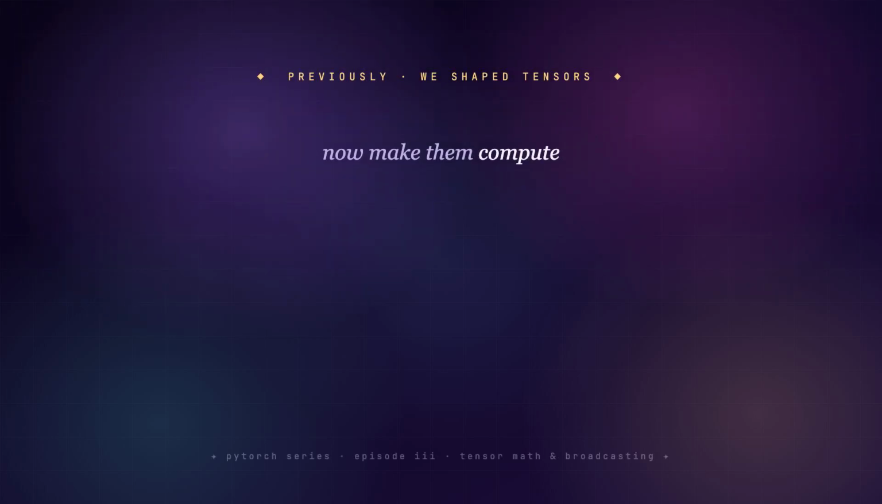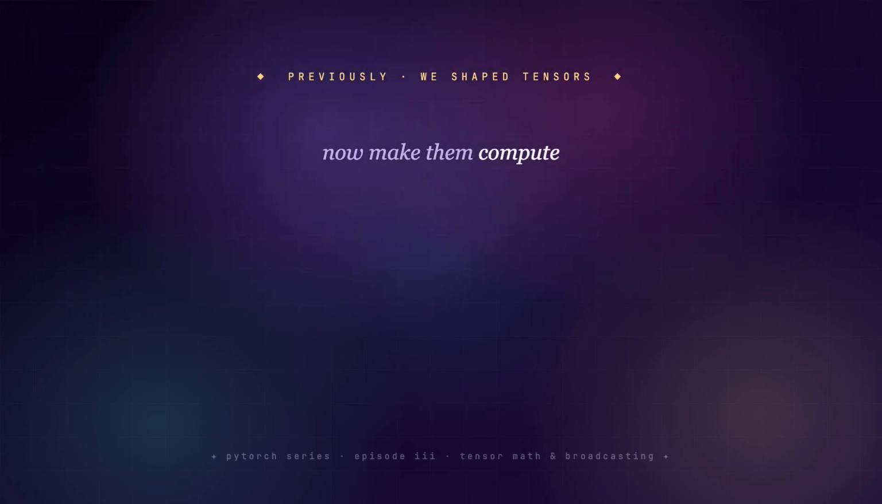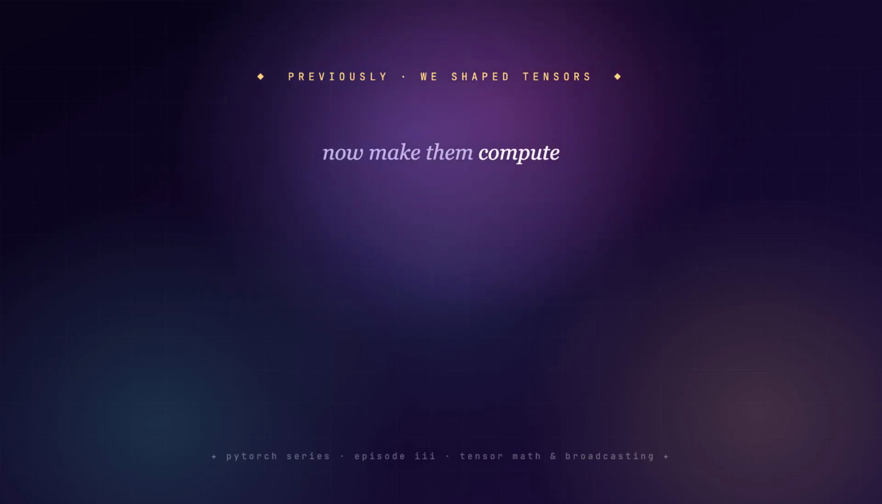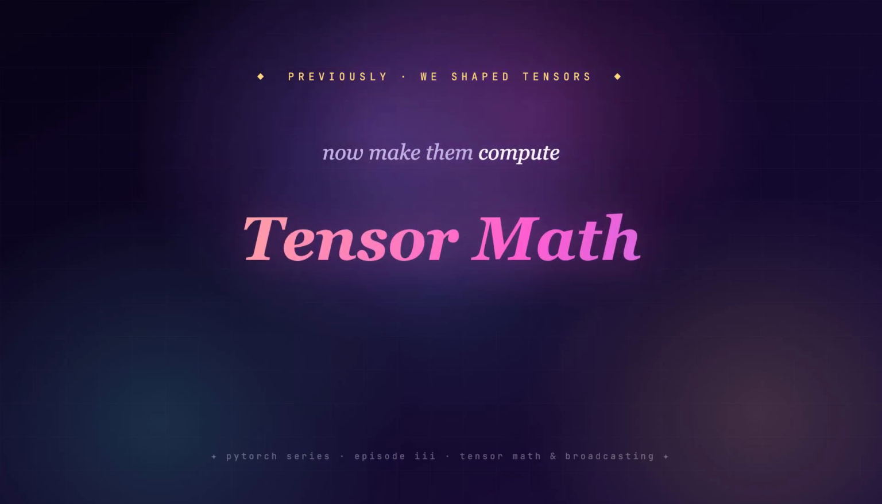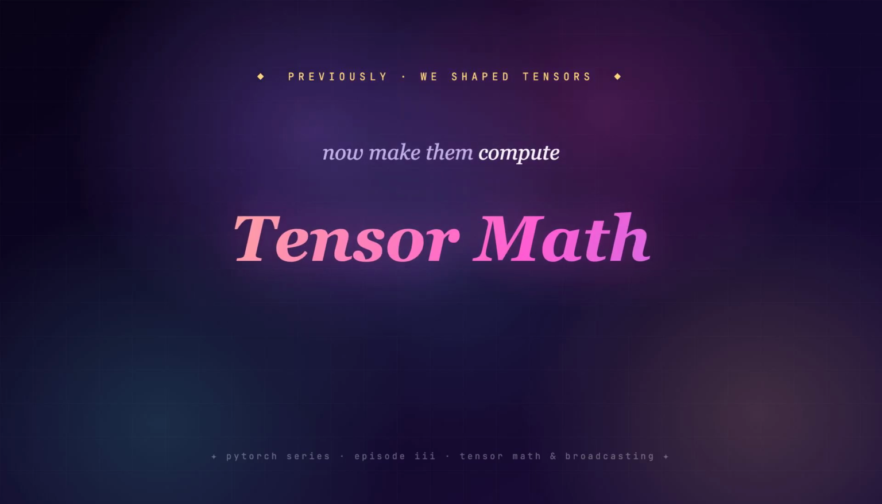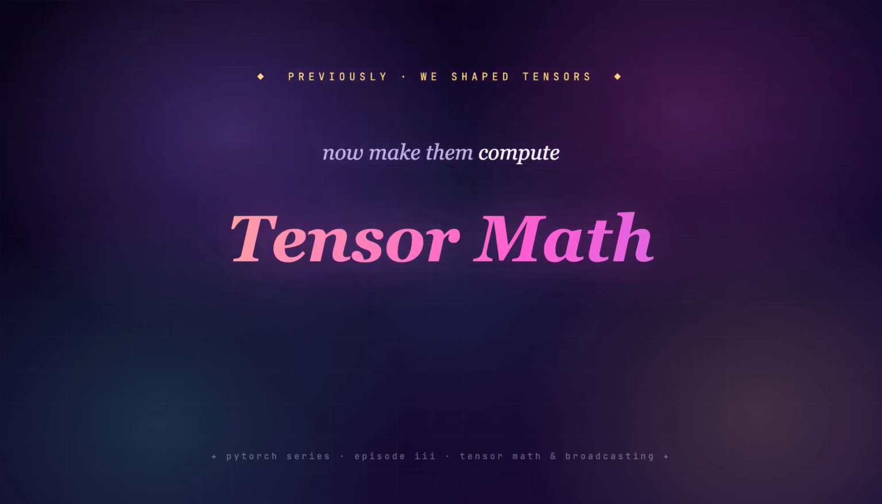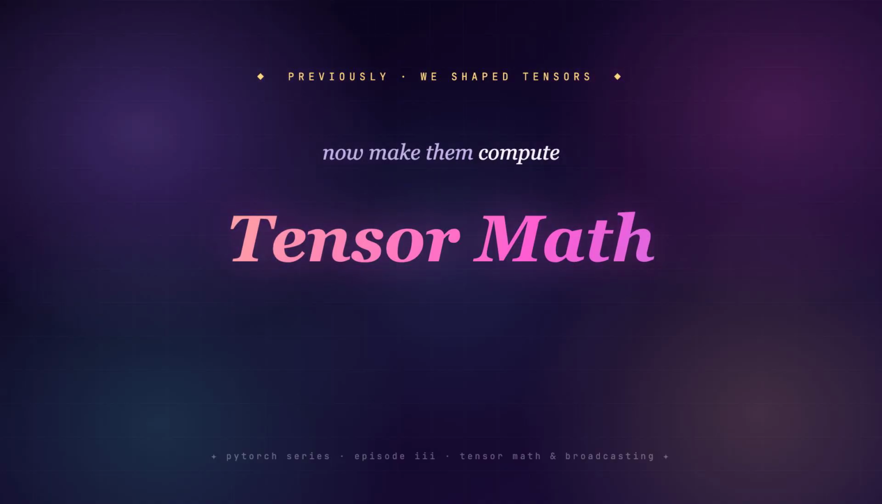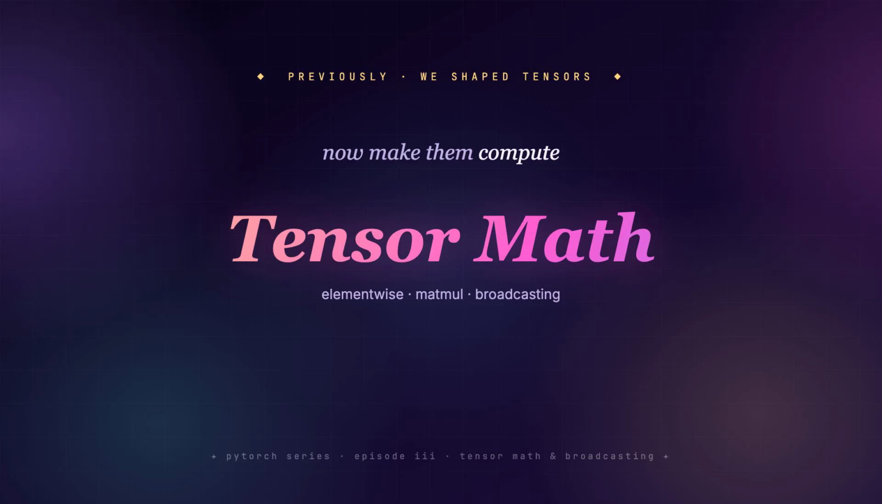Last time, tensors were just containers. We reshape them, slice them, move them around, but a container that can't do anything is just expensive storage. So today we make tensors compute. By the end, you'll do element-wise math, multiply matrices, collapse a whole dimension into a single number, and the part that trips up everyone, you'll be able to look at two mismatched shapes and predict what comes out before you ever run the code.